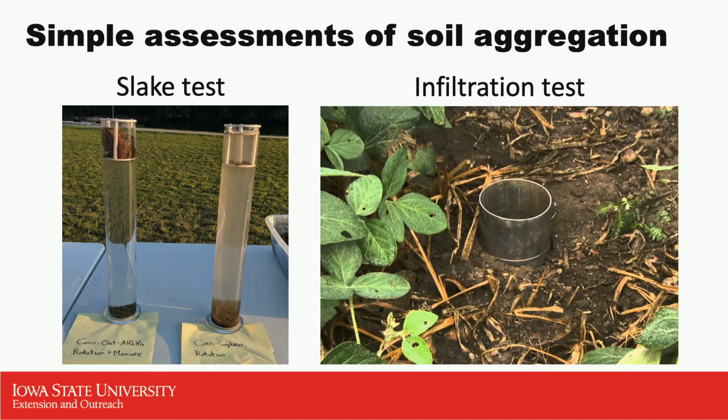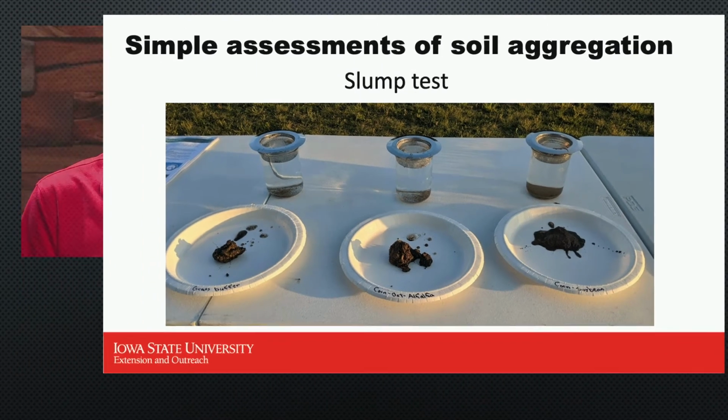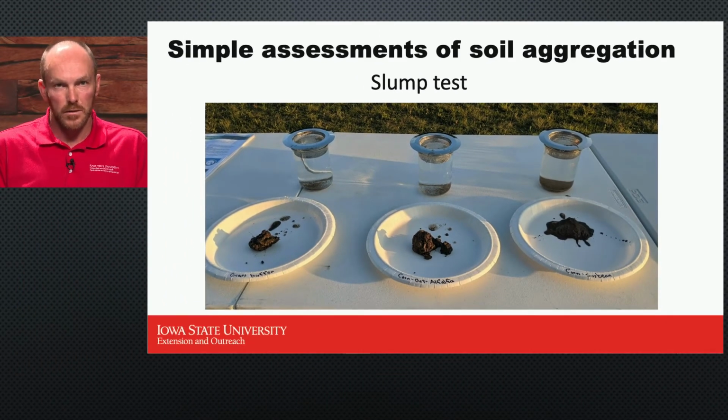You can also do an infiltration test. That's just a quick infield test. You pound a ring into the soil and you just time it and see how long it takes that water to infiltrate. But we're going to show a video here in a minute that's going to go through the slump test, which is another way to assess how well your soil is aggregated. It's a really simple, easy, quick way to get a visual assessment of aggregation.